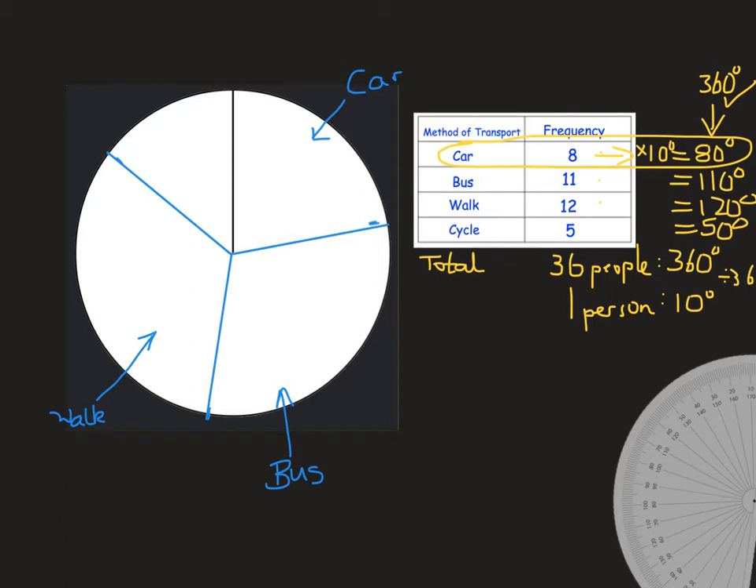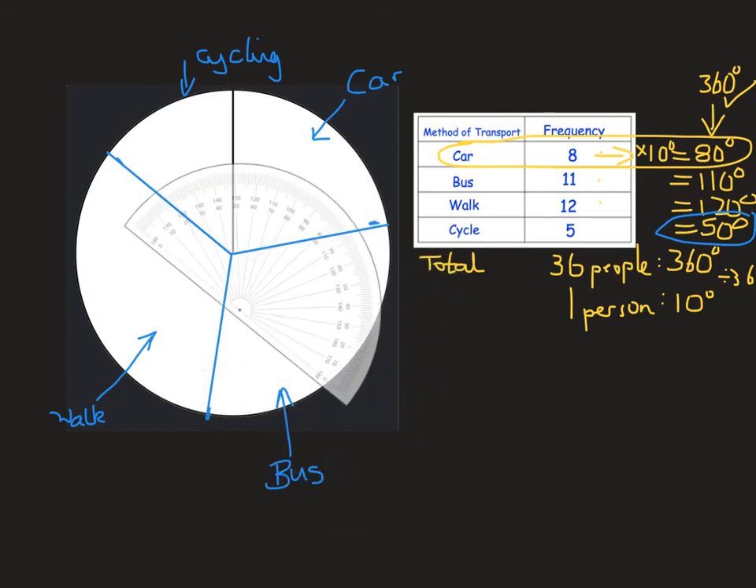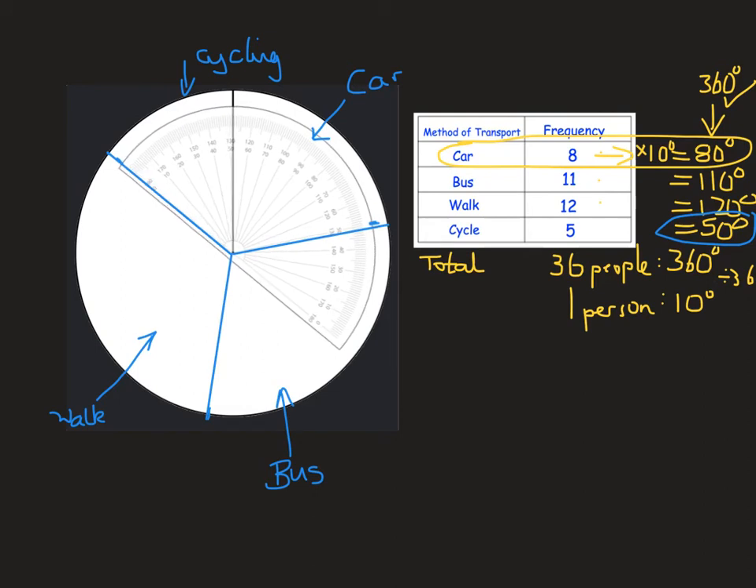So I'm using all these checks in place. The last thing I'm going to do is I don't need to draw 50 degrees. That should be already there here, so I'm going to label this up as cycling. But what I am going to do, which is again a lovely check that we can do, is I'm going to take my protractor and just measure and make sure that is 50, or as close as I can get it to 50. Hopefully it is, otherwise I've done something wrong.